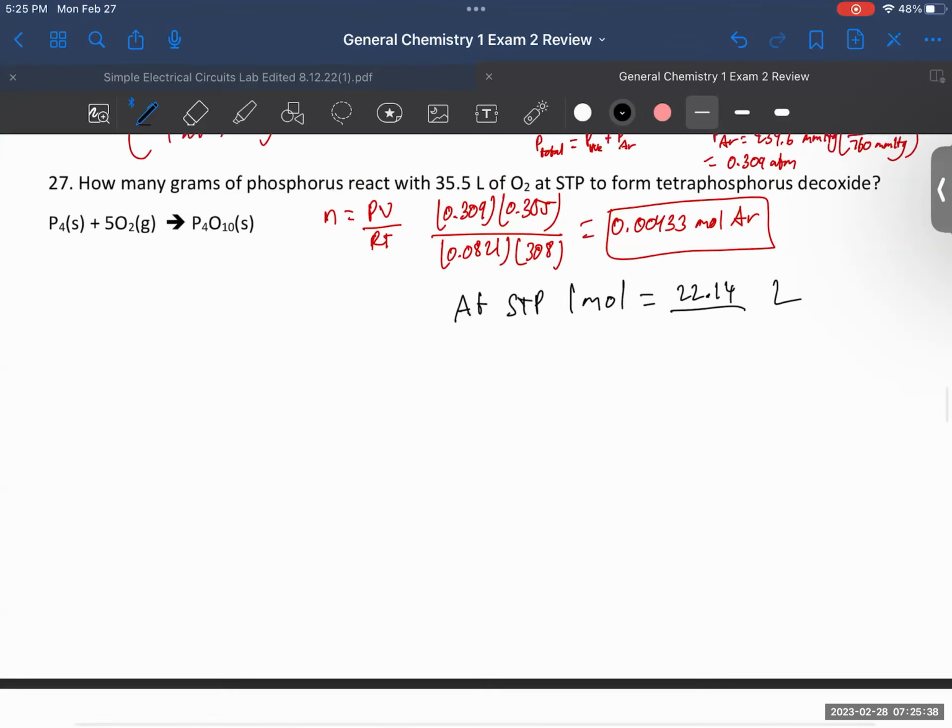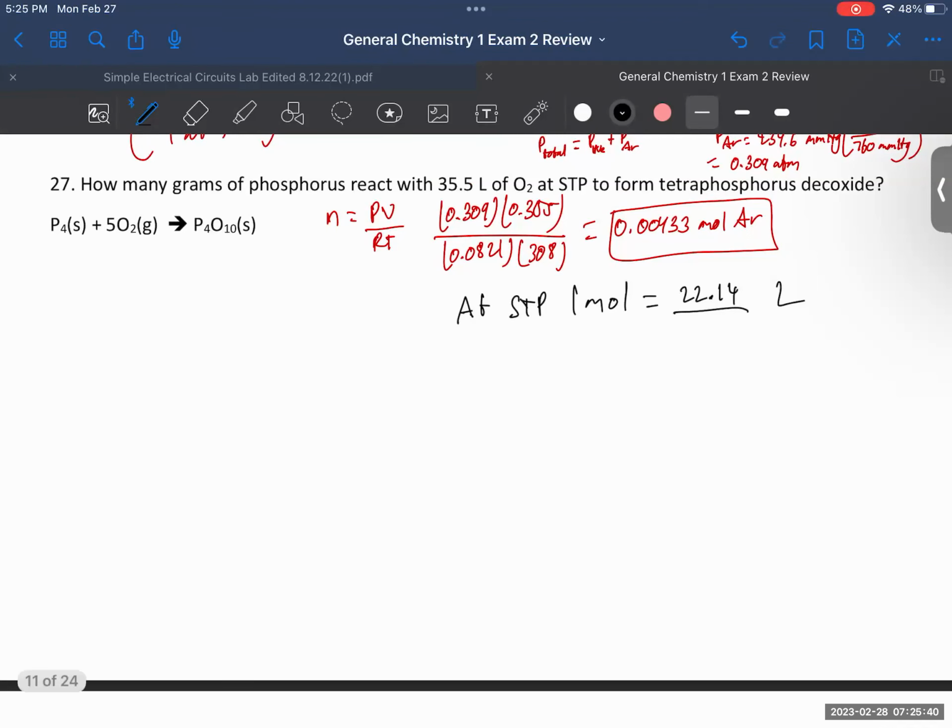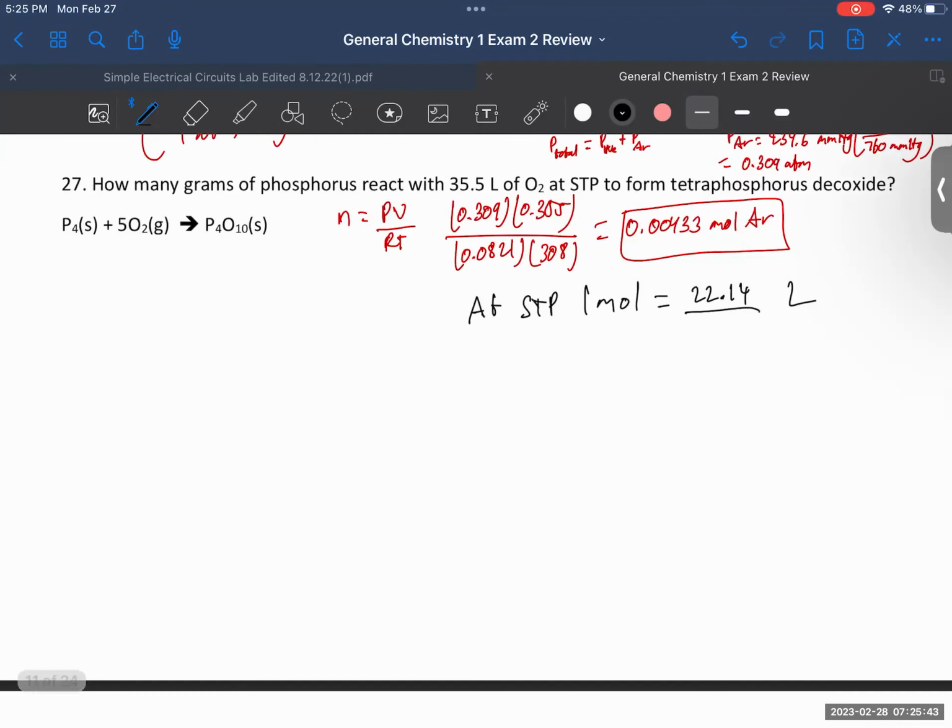All right, let's go through it. So how many grams of phosphorus react with 35.5 liters of O2 at STP to form tetraphosphorus decoxide? It's 22.14. Is it? Wait, it's 22.4. What am I talking about? 22.414. Yeah, it should be 22.4 point 1. Yeah, thanks, John. So 1 mole is 22.4 liters. Honestly, I just use the 22.4. I don't even care about the extra decimals. So yeah, 1 mole, 22.4 liters, basically.